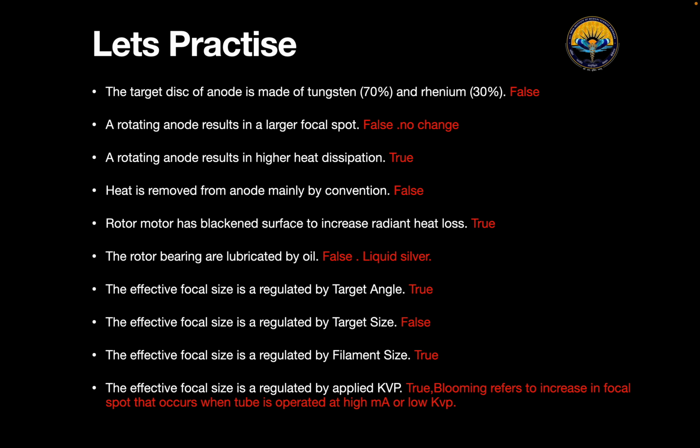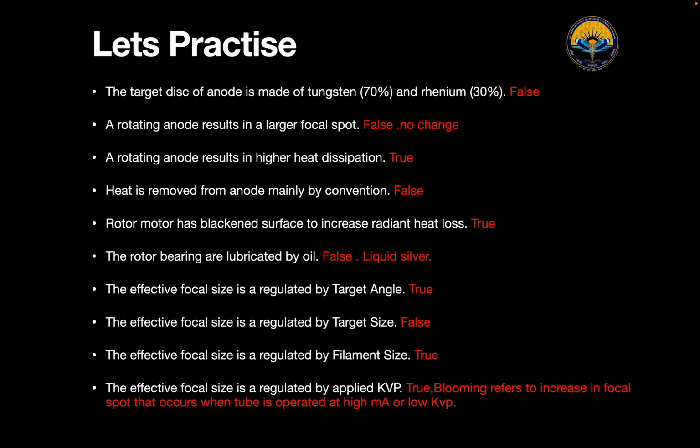So coming to the answers, the target disk of anode is made up of tungsten and rhenium. That is true, but the combination is 90 and 10% combination, not 70 and 30%. A rotating anode results in larger focal spot. That is false, because if we are rotating the anode, the effective focal spot is still remaining the same, but we are just having more and more heat dissipation. So this is false. It will not affect the focal spot. The focal spot will remain the same, but we'll have more and more heat dissipation.